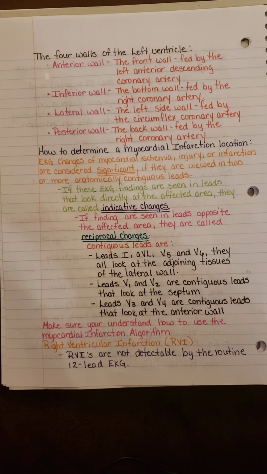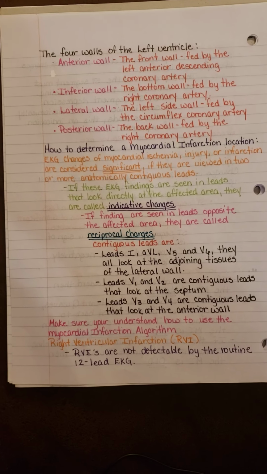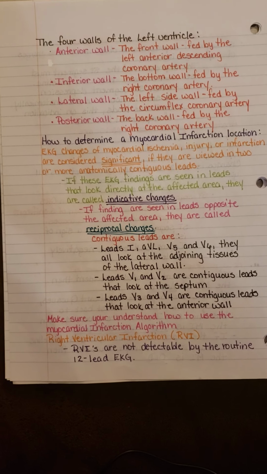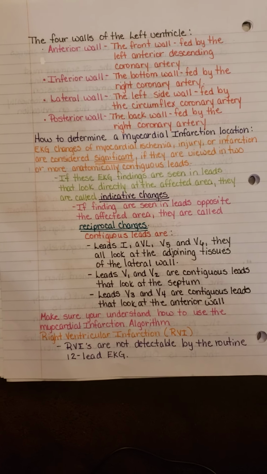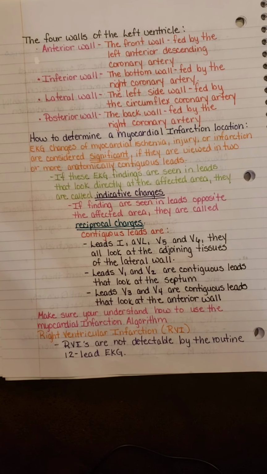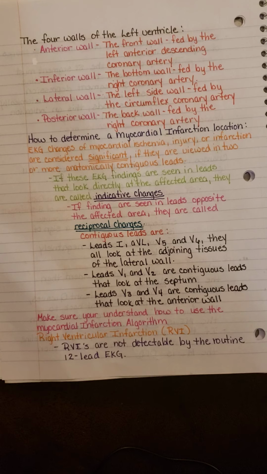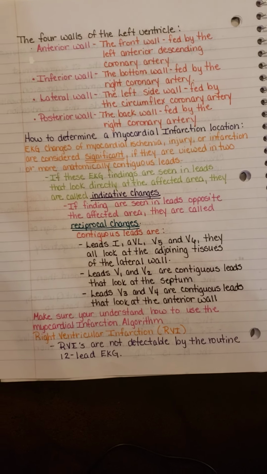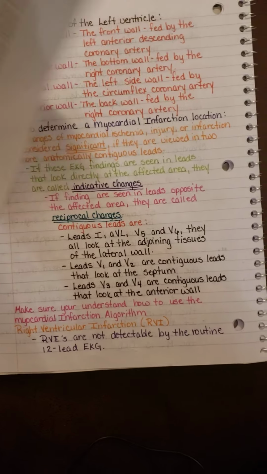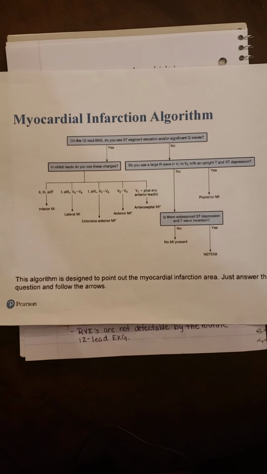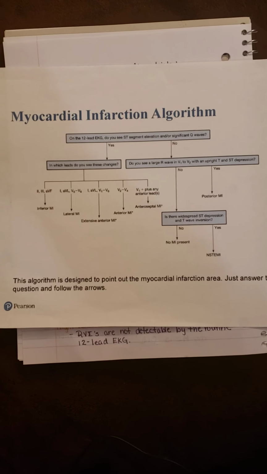Also, make sure you know your 4 walls of the left ventricle: the inferior wall, the anterior wall, the lateral wall, and the posterior wall, and how to determine a myocardial infarction location. Make sure you understand how to use your myocardial infarction algorithm, which is this right here. Make sure you understand how to use your algorithm.